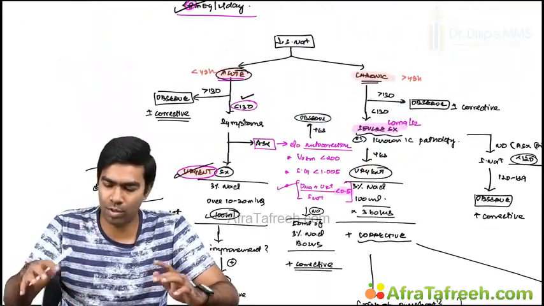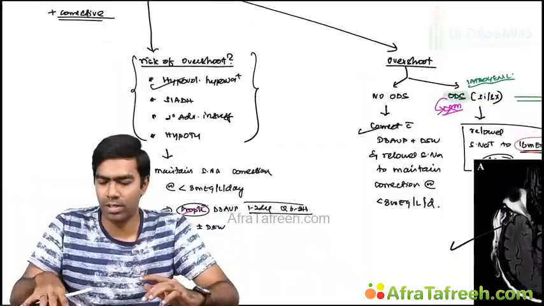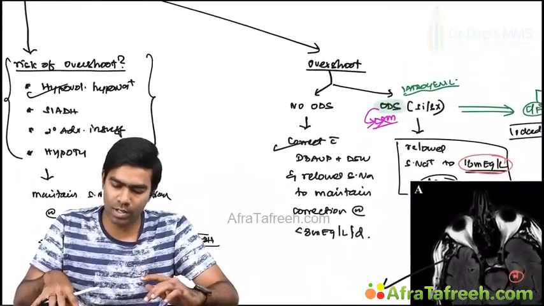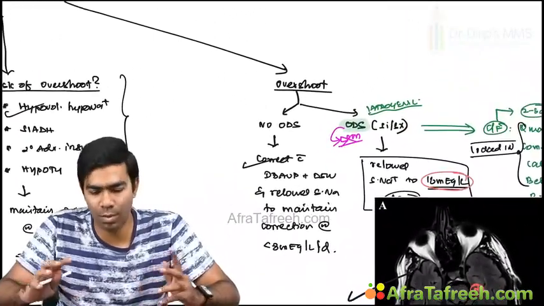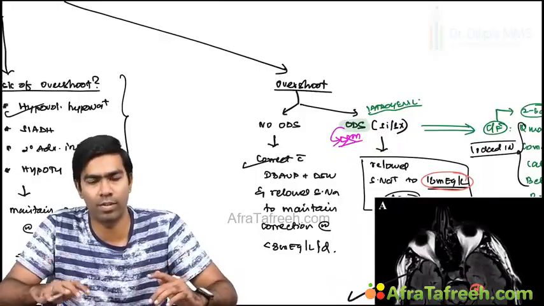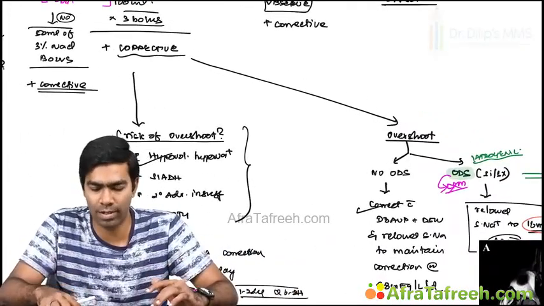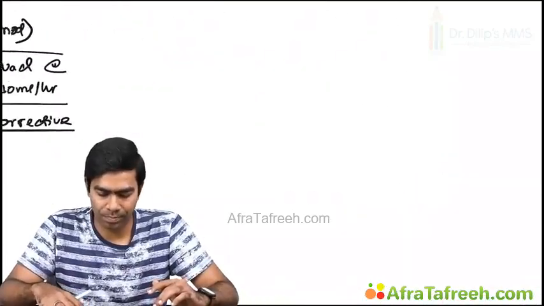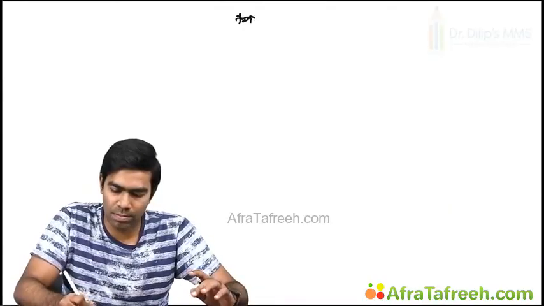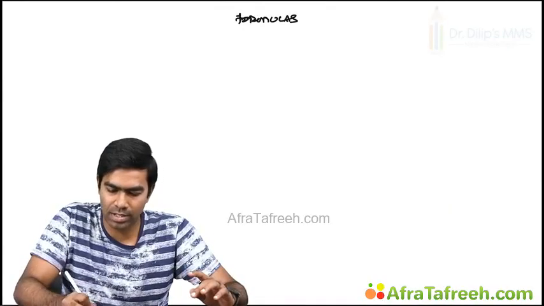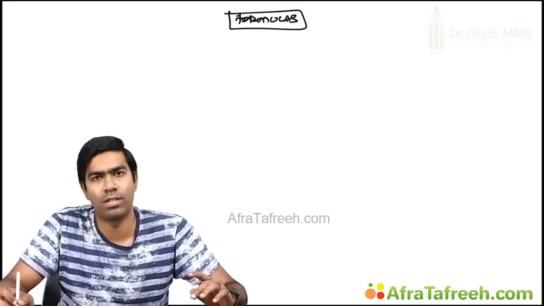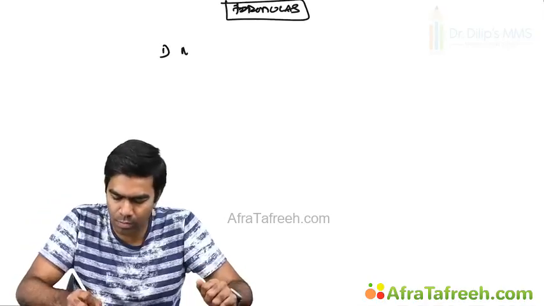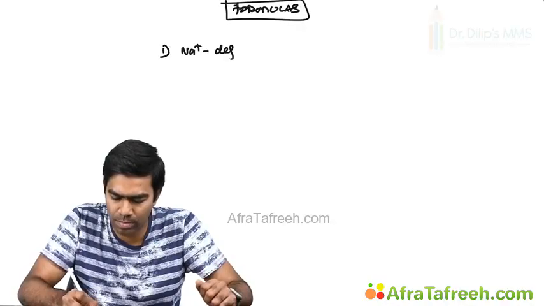So this is the flowchart, which is complete now. Now we have seen which patients are at risk of overshoot, and if you have overshot, what you are planning to do. All these things we have discussed already. So now let us move on to the correction formulas. There are some formulas that predict the correction and the rise in the serum sodium. What are the formulas? The first formula you have to know is on the sodium deficit.